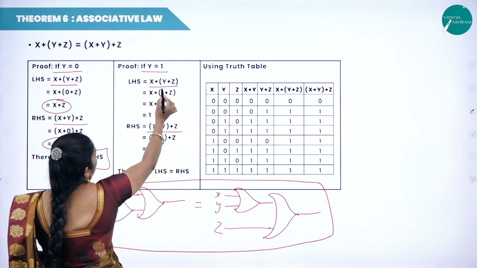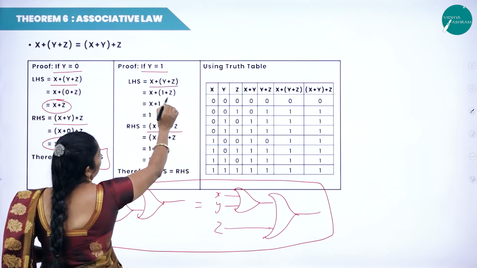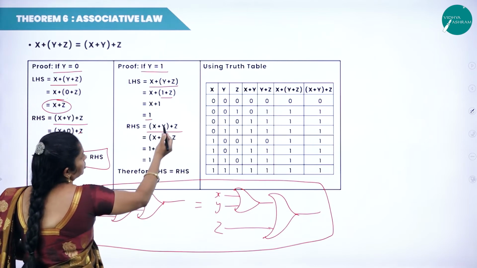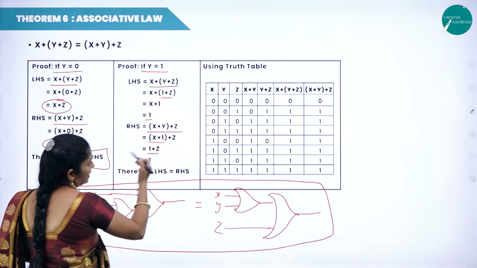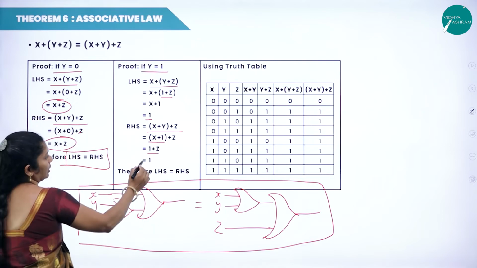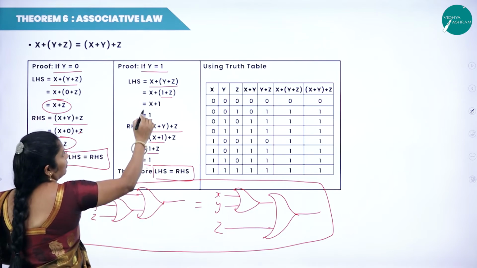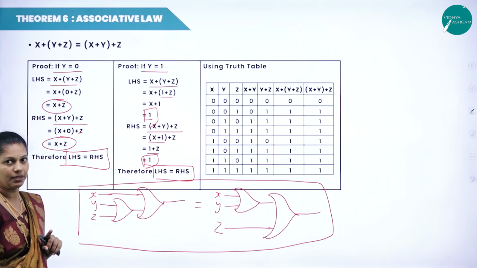Now in the place of y, we are going to substitute 1, then x plus 1z. 1 plus z is nothing but 1 only. Then 1 plus x, once again 1. Here also I am substituting y equals 1, x plus 1 is nothing but 1 plus z. Then once again 1 plus z is nothing but 1. Therefore, the left hand side value is the same as the right hand side value. Both the values are the same here. This is the perfect induction method.